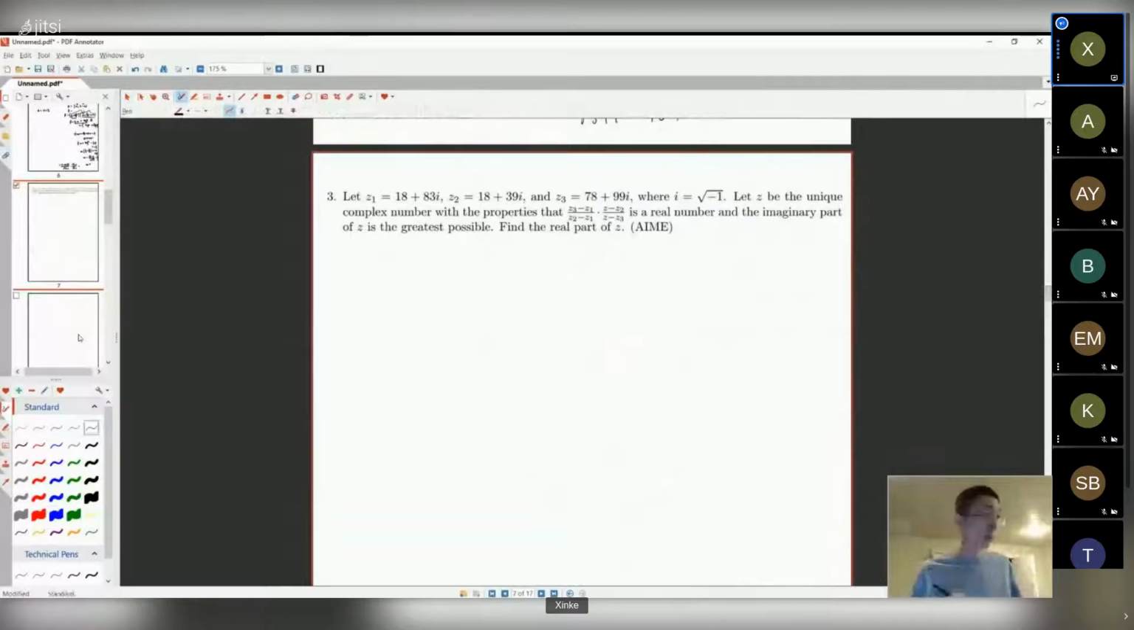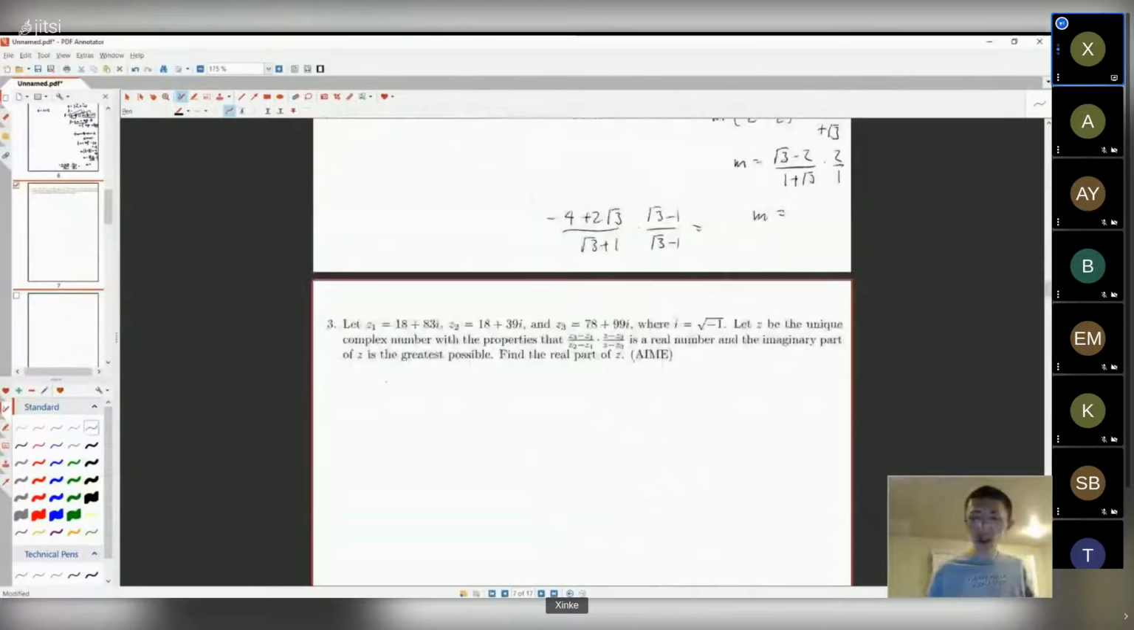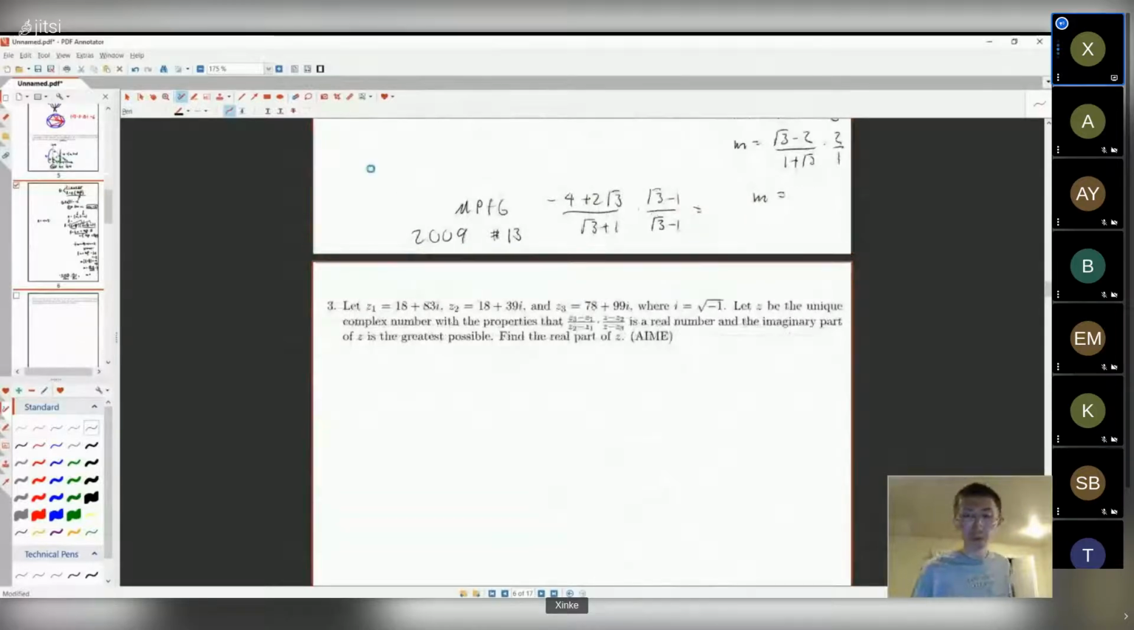Okay, so is the answer 22 root 3 minus 36? Yeah, I think that looks really familiar. So yeah, I'm gonna say yes. It's from 2009, I think, so you can just look it up on the Math Prize for Girls website. 2009, maybe number 13 or 14. Yeah, that's the problem we just did.